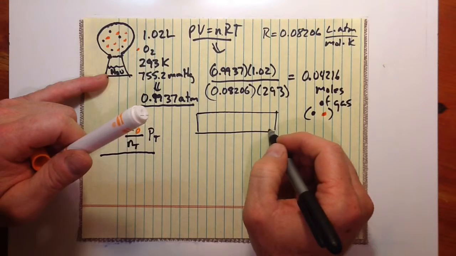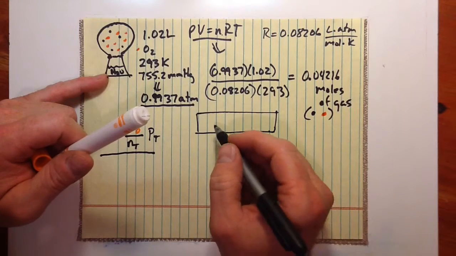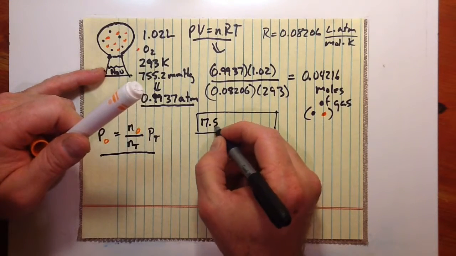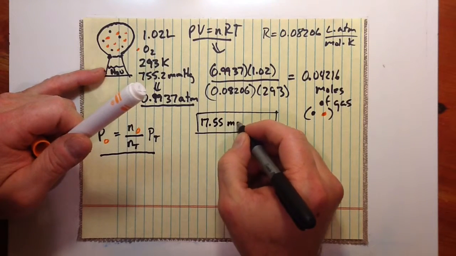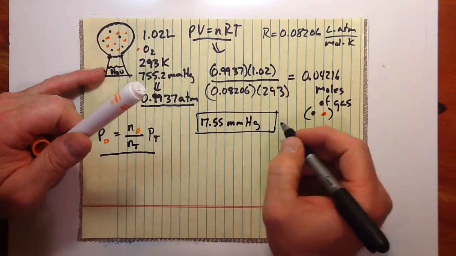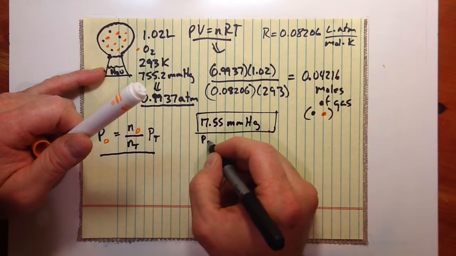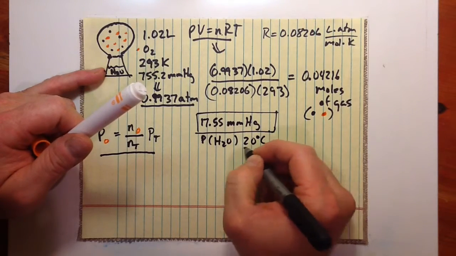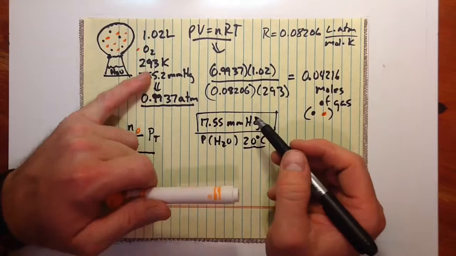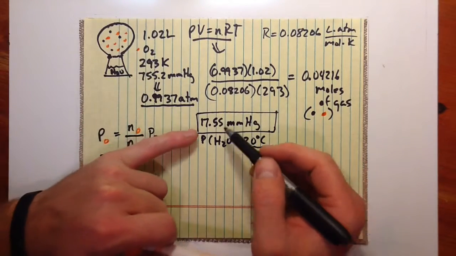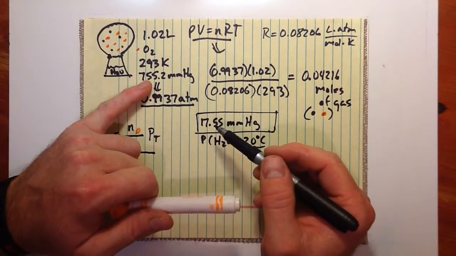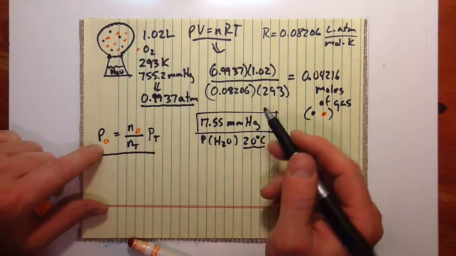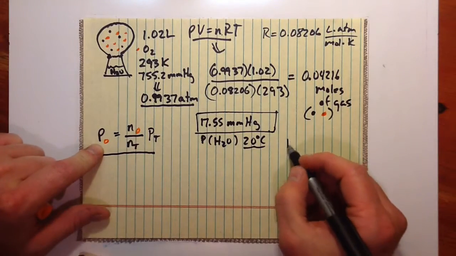We're going to take that from a table, and we're going to say that the pressure of water over that surface is 17.55 millimeters of mercury. This is the pressure of water at 20 degrees Celsius, which is 293 Kelvin. So if you take that and subtract it from 755.2 and then divide by 760, we'll know the pressure of our oxygen.